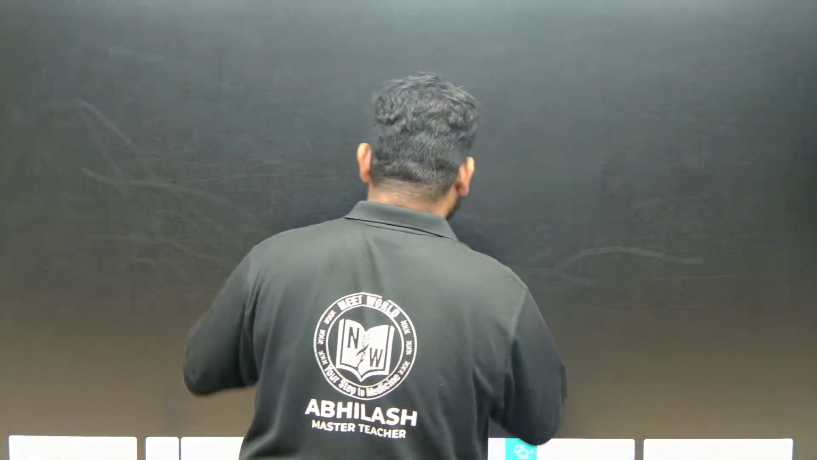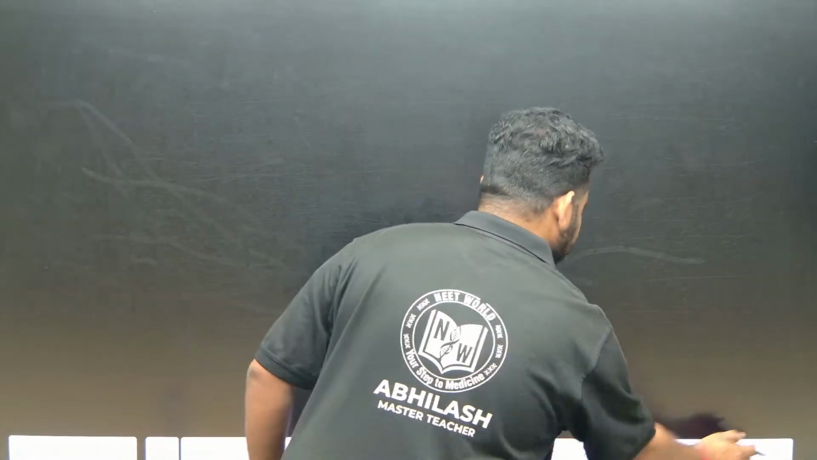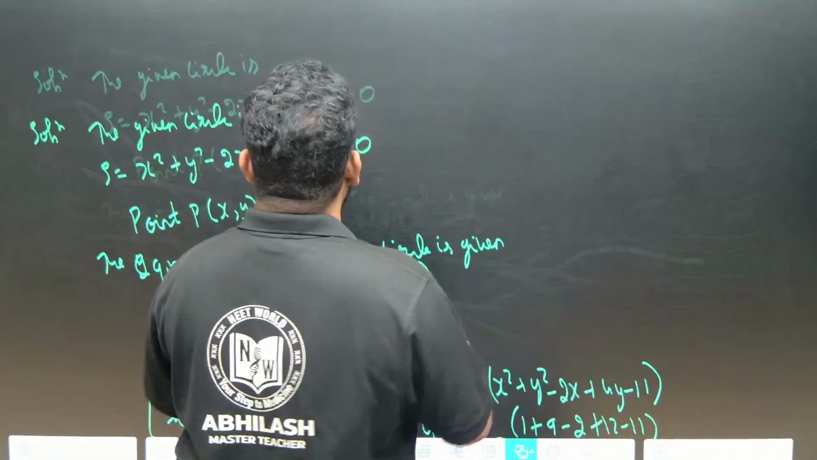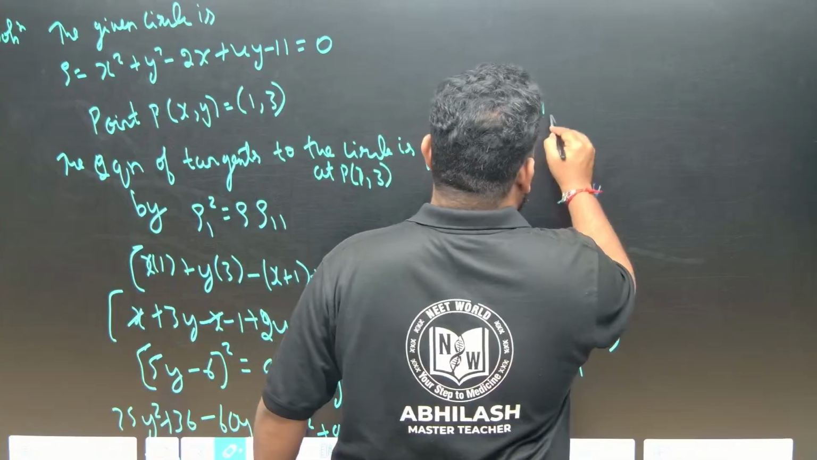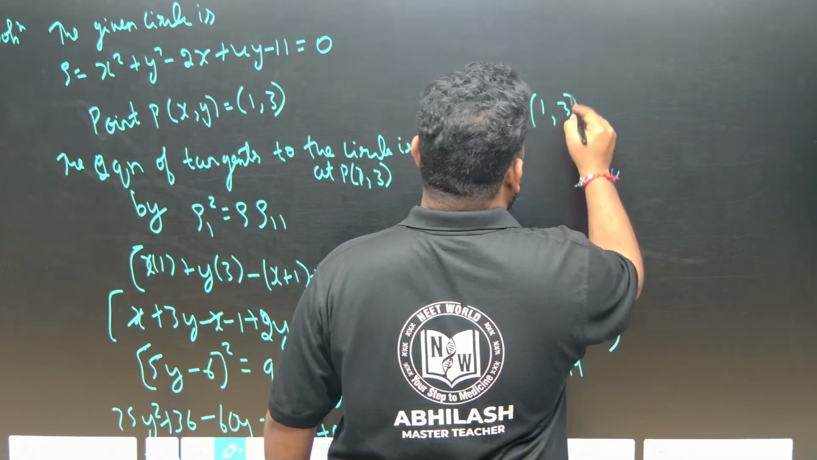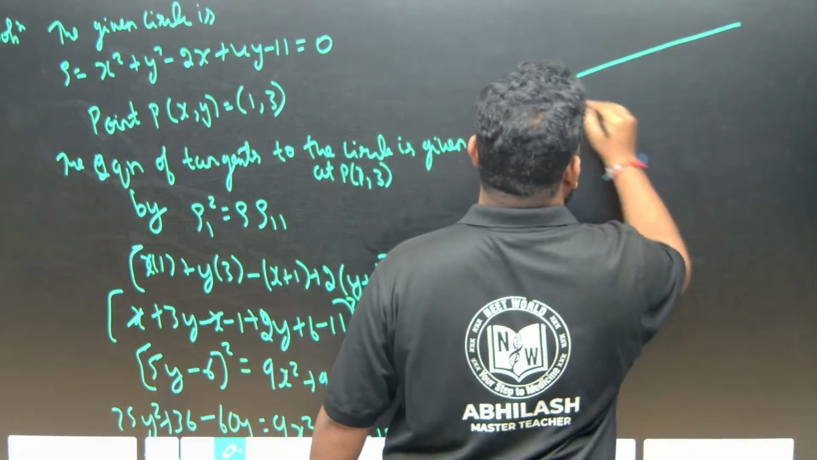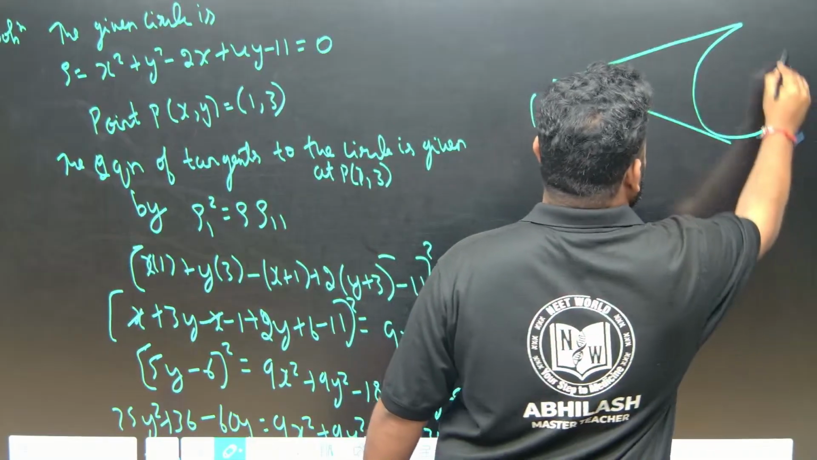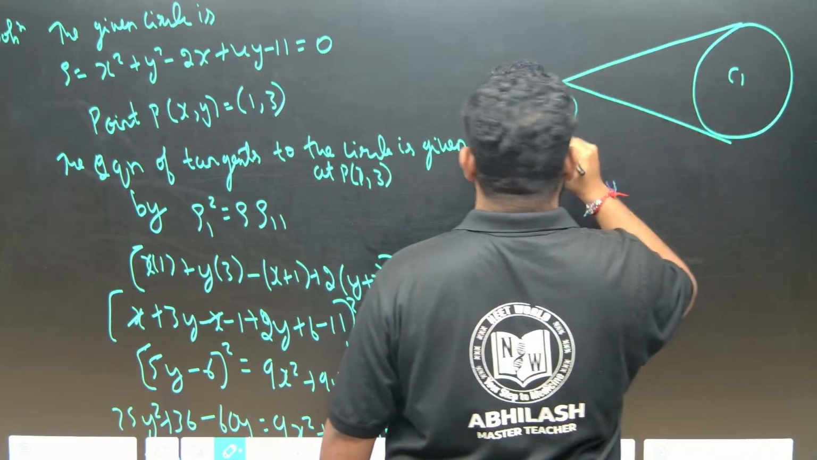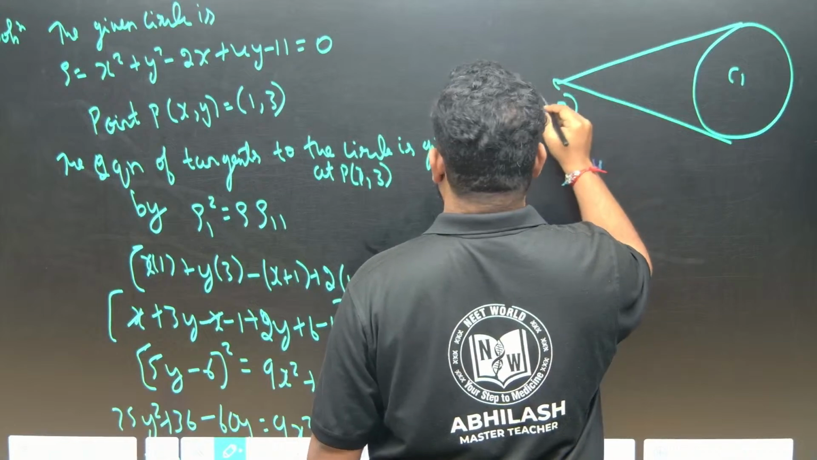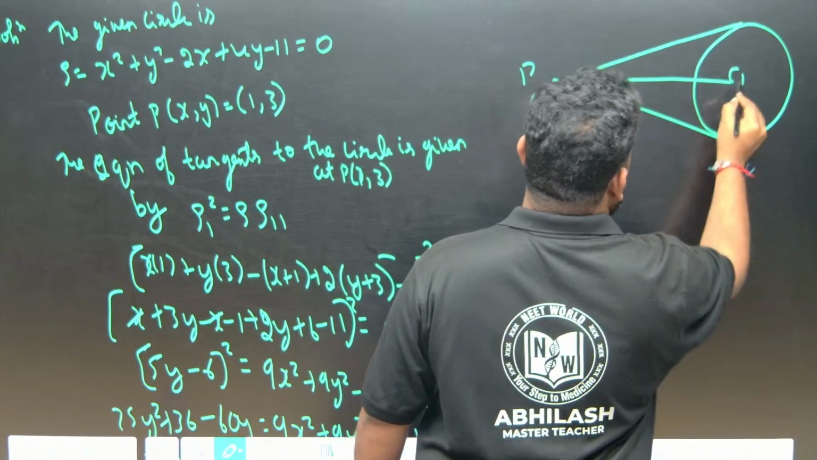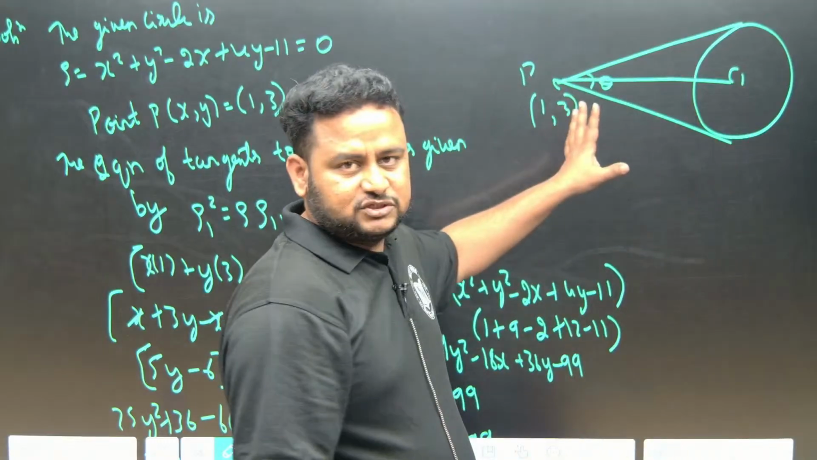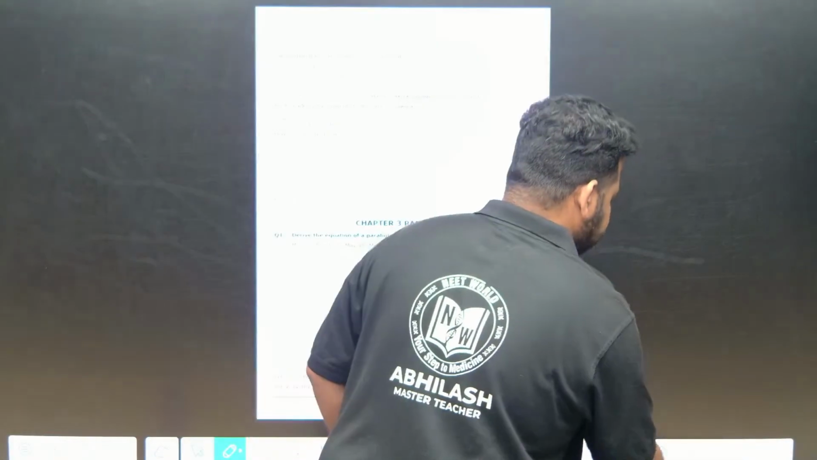Here we have to draw the figure also. We forgot to draw the figure. So the figure should be like this. This is point (1, 3). From here a pair of tangents is drawn to the circle with center C1. This is the pair of tangents from point (1, 3), and this is angle theta, which is what we have to find out. So we found the equation of the tangents and also the angle between them.